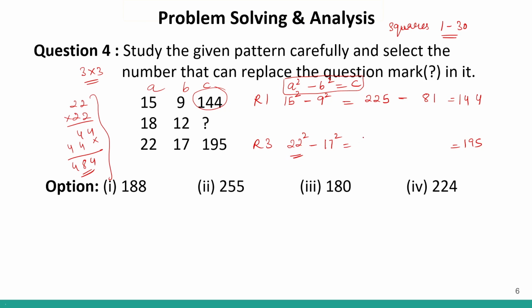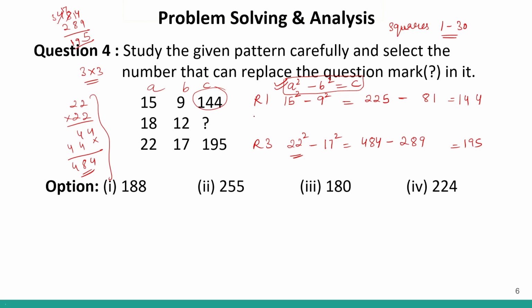So 22 square is 484 and the square of 17 is 289. So let us check. 484 minus 289. This will be 195. So 195 is correct. So this also logically holds true. So A square minus B square equals C is true for row 3 as well.